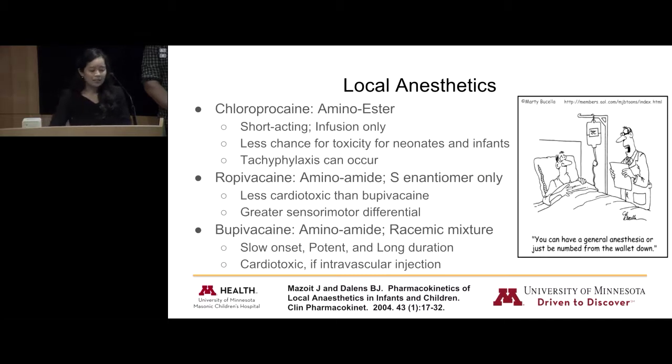There is a chance for tachyphylaxis, so over a course of several days of using a continuous infusion, you might need to go up on the infusion to get the same benefit.